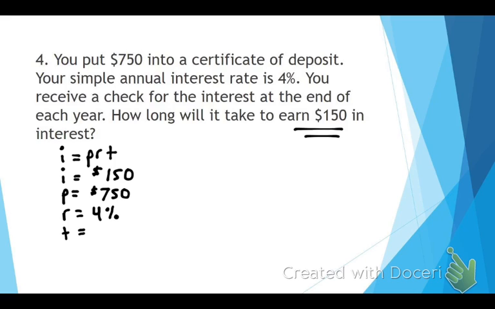So now our problem is looking a little bit different because I've got different things to plug in. So once again, I'm going back to my original formula. I equals PRT. Do I know the I? Yes. What is it? $150. Equals, do I know the P? Yes. What is it? 750. Okay, do I know the R? Yes. What is it? 0.4.